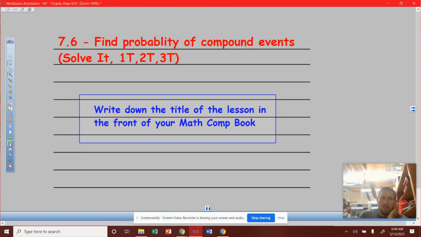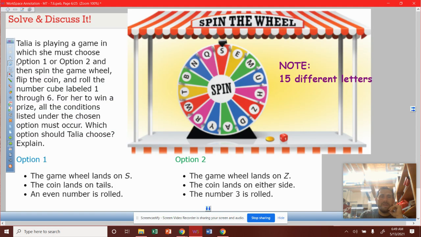Sorry. So if you've written down your title, we're going to take a look at this Solve It here.